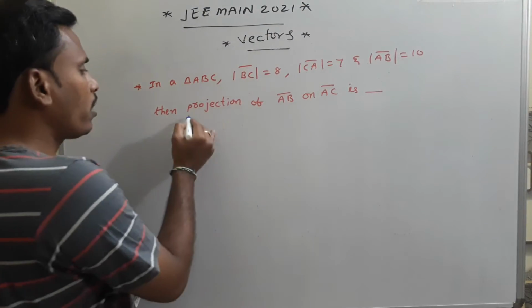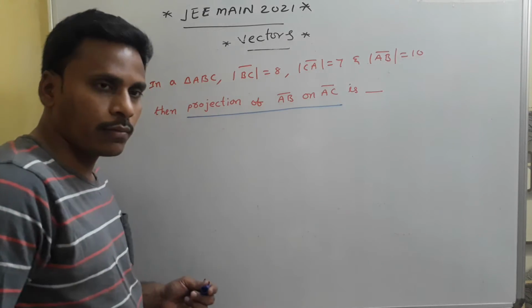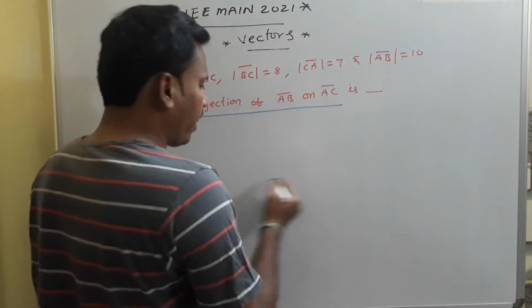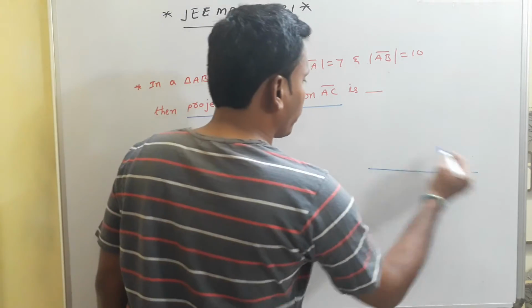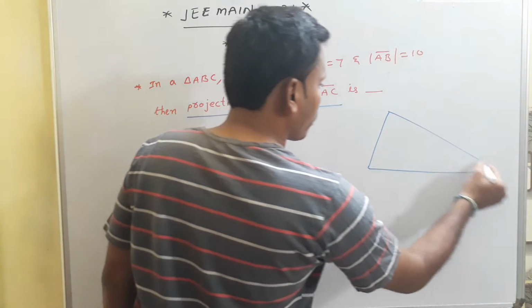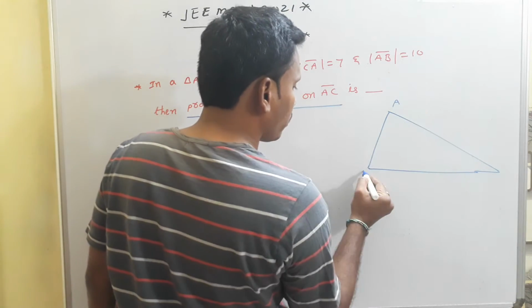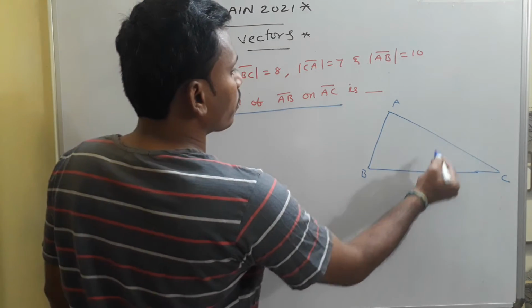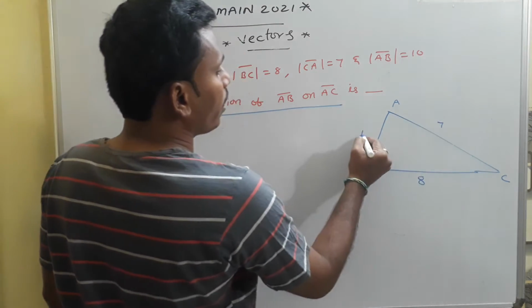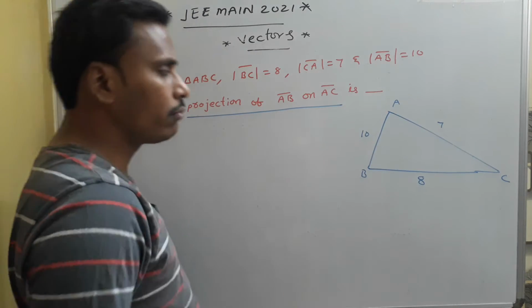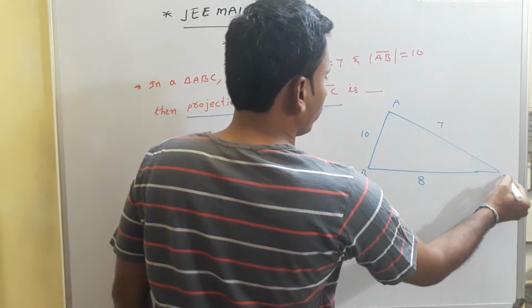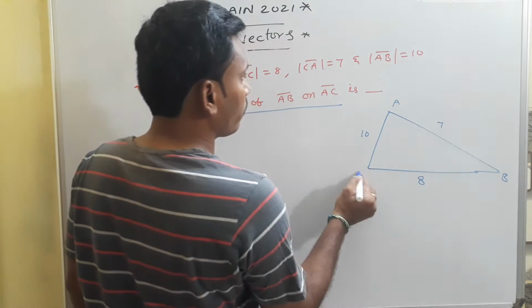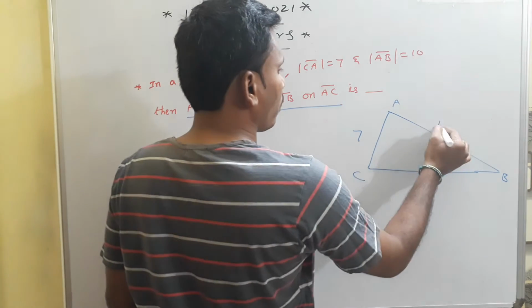See, the problem is related to the projection of AB bar on AC bar. Basically, it is related to a triangle. For suppose if you have a triangle like this, say for example, A, B, C. As given, BC is 8, CA is 7, and AB is 10. Diagrammatically it is a bit different, I will mark it as B or otherwise. C, 7 and 10. Now it is okay, right?